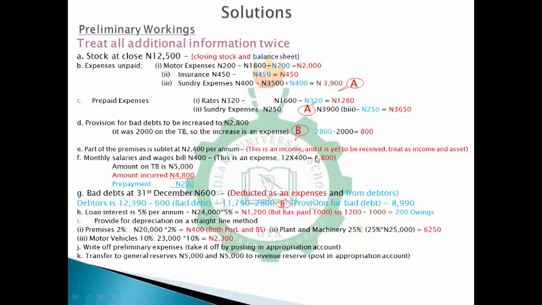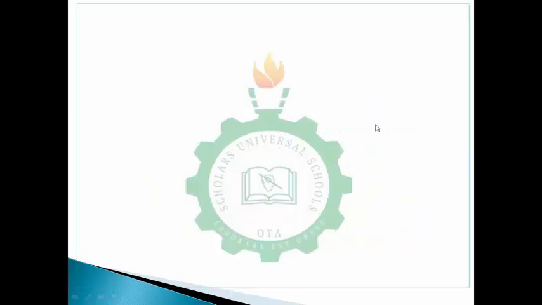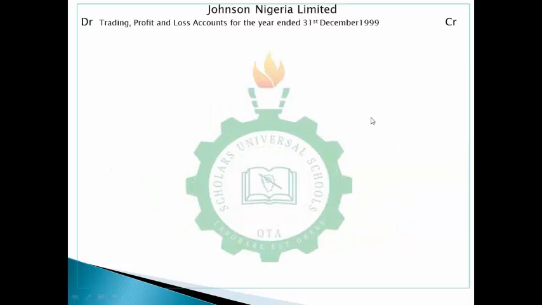So as soon as we are done solving all the entries that relate to the additional information, then you're good to go. That is, you're good to open your account. Now, opening our account, the first thing you have to take note of is to put the name of the account. Please don't forget the name of the business, Johnson Nigeria Limited, and the title of the account, which is Trading Profit and Loss Account for the year ended 31st December 1990. Whichever year you're given, your debit side and your credit side have to be there. Then you prepare your T-account.